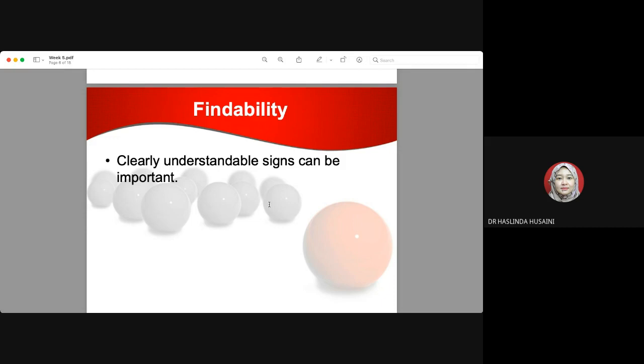Findability also tidak digunakan dalam content. Macam retrieval, dia lebih banyak kita gunakan untuk mencari information, content management dan sebagainya. Okay. You nak cari komputer, you nak cari server, kita gunakan concept of findability.